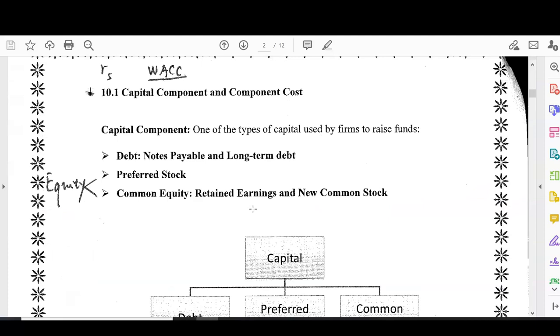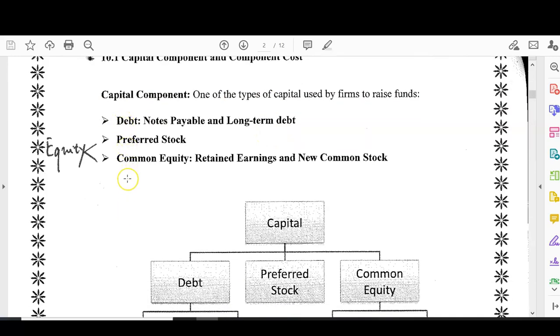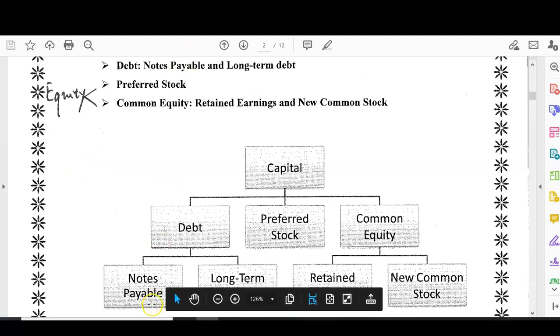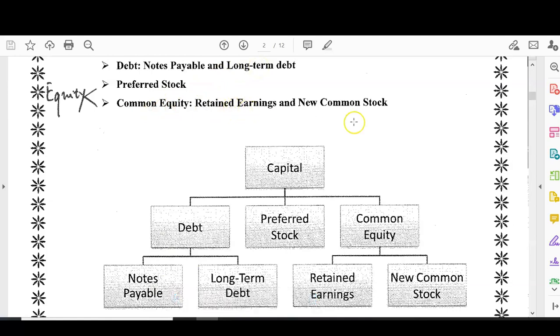Let's first look at the definition for capital components and component cost. Capital component: one of the types of capital used by firms to raise funds. Capital components are the different types of ways a firm can raise capital, and it's mainly three ways: debt, preferred stock, and common equity. Preferred stock and common equity both belong to the equity category. For debt, we have short-term notes payable and long-term debt. For common equity, we have retained earnings and new common stock.